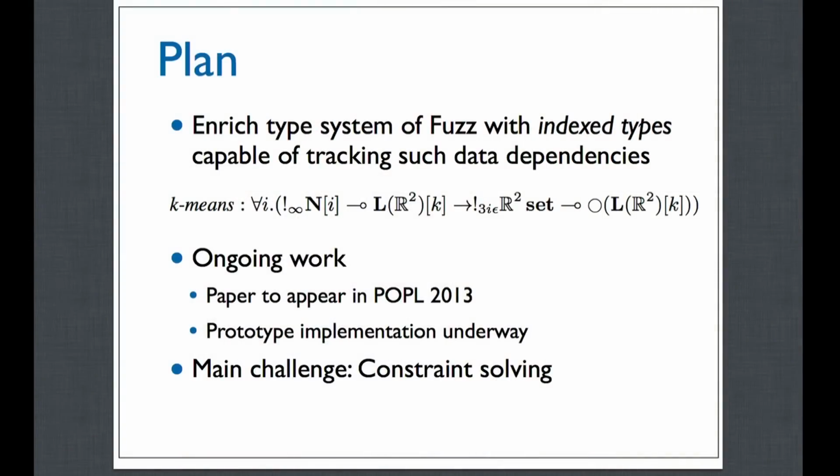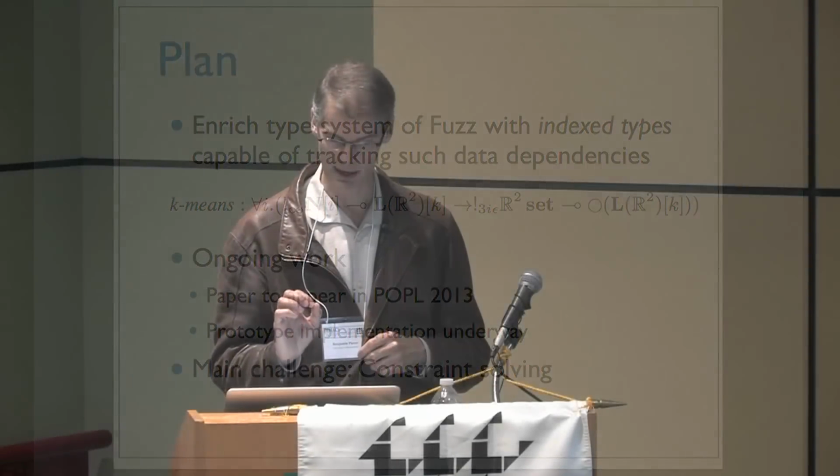And we have a paper coming out in a couple of months. We are working on an implementation. I will tell you that the main hard part of making that implementation work is that the type checker is now generating rather interesting constraints, which will probably take an SMT solver to deal with. We can tell you more about that offline if you like.